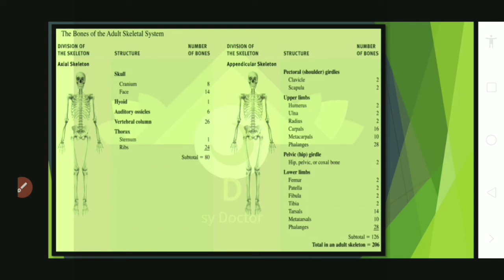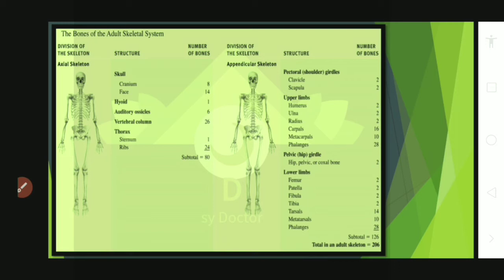Then the upper limb, which consists of the humerus, radius, ulna, carpals, metacarpals, and phalanges, and these bones are very important in the upper limb. Humerus are 2 in number, ulna are also 2, carpals 16, 8 carpals are present in each hand, and metacarpals, there are 5 metacarpals in each hand, and phalanges.